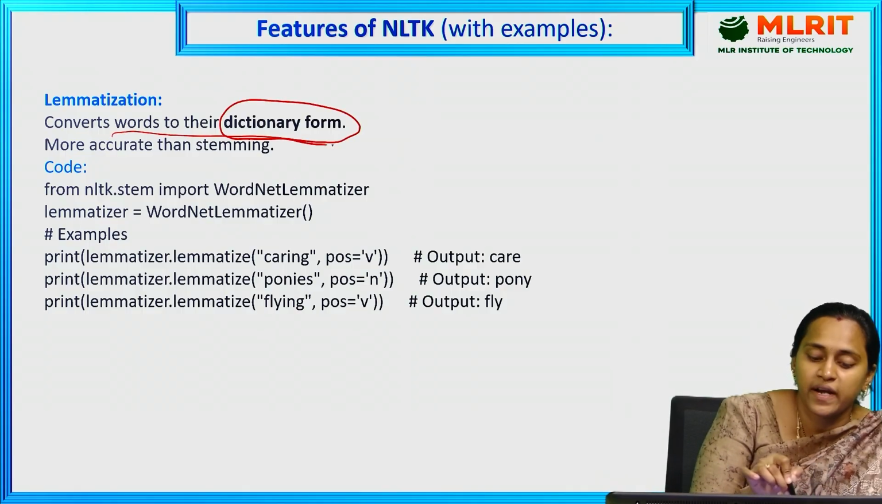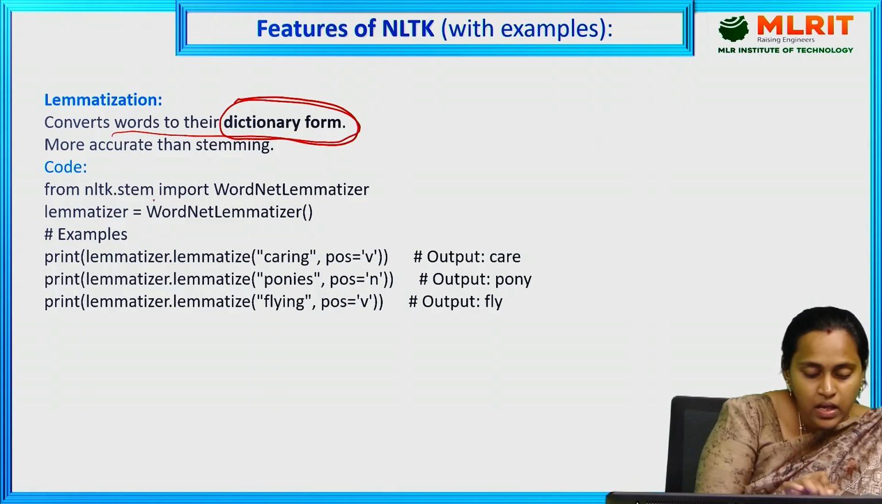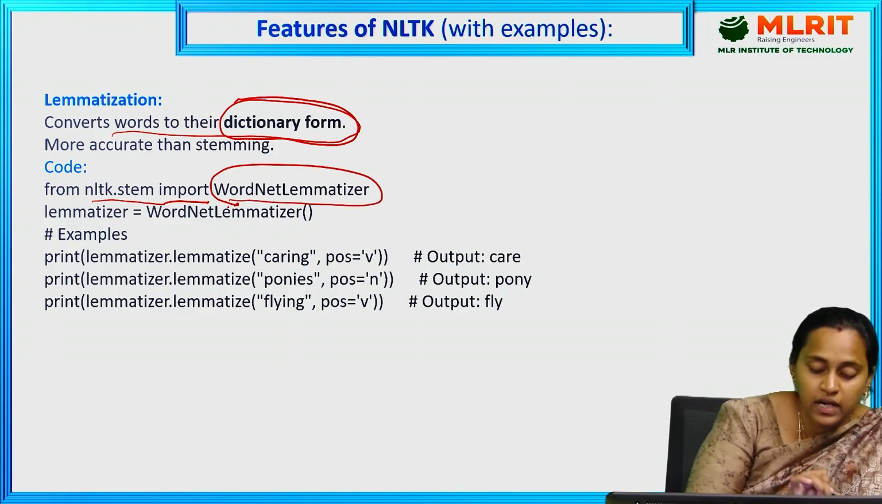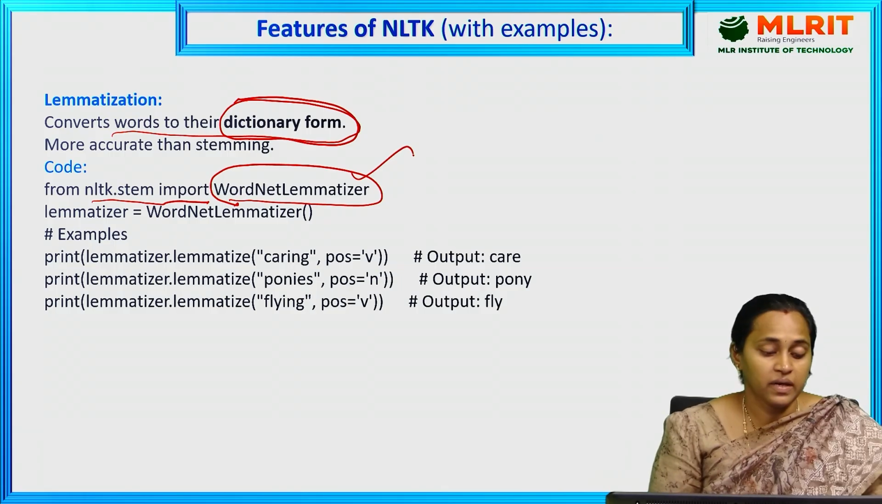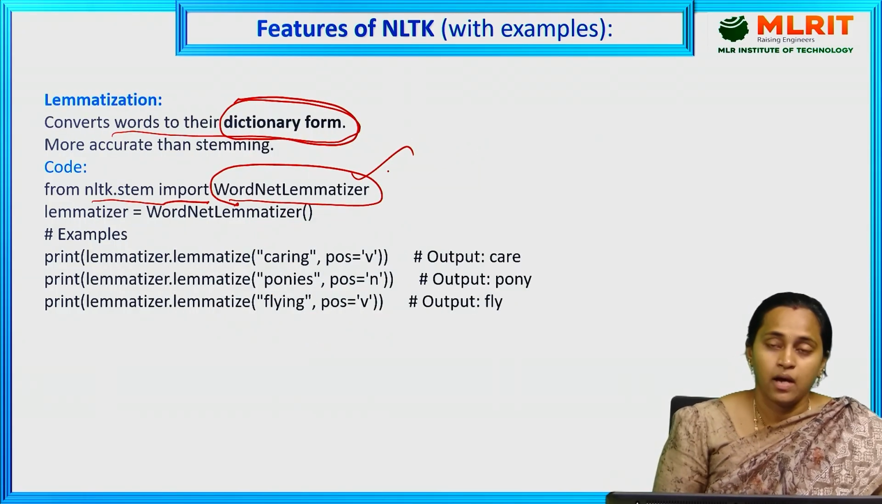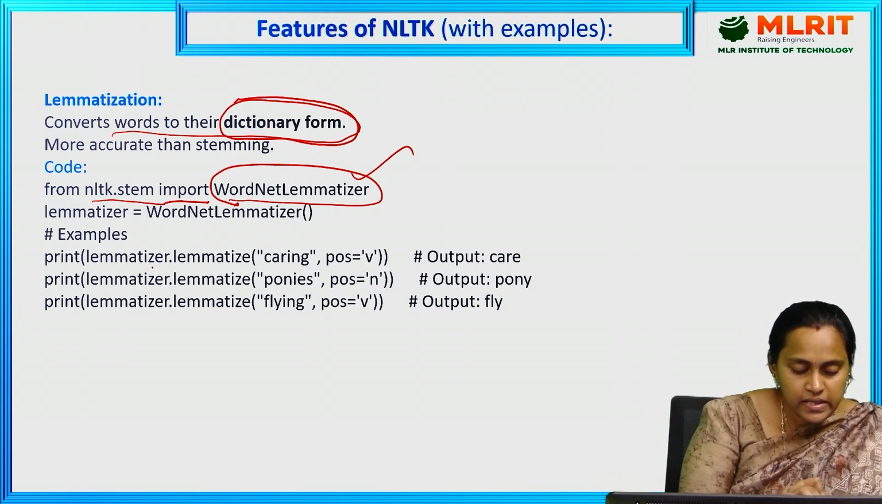That means we are getting the root words from the dictionary. See the examples here. In the code, from nltk.stem, I import the WordNet lemmatizer. In stemming I used the Porter stemmer algorithm, but in lemmatization I am using the WordNet lemmatizer. See the example here.